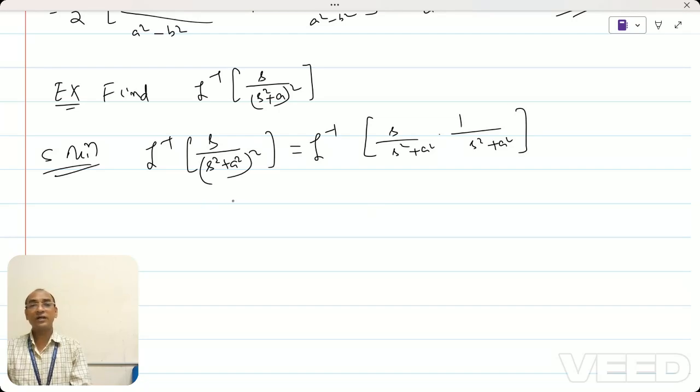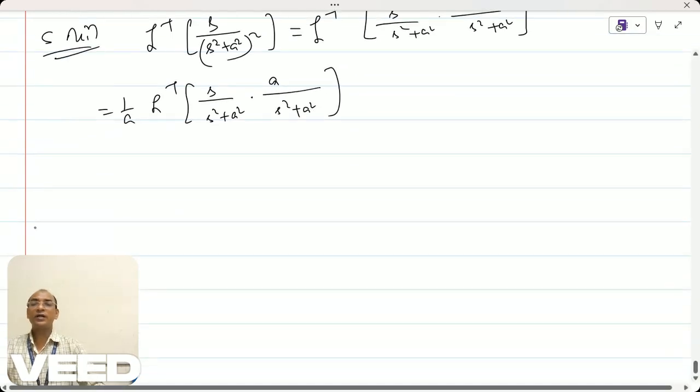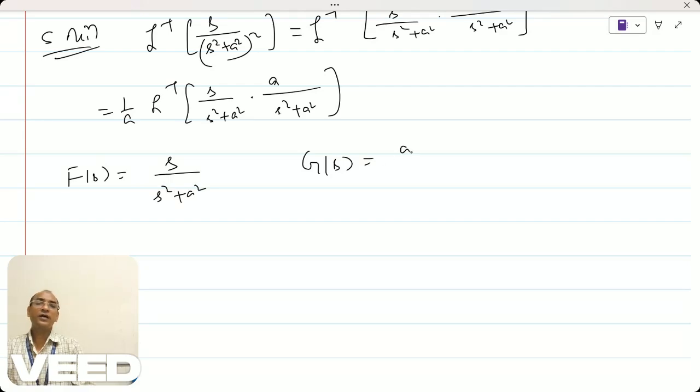Here, if I have a, then I can get sine, so I will divide by a and multiply by a. So I can write this as 1 by a L inverse of s by s square plus a square into a by s square plus a square. Now let me take F(s) equal to s by s square plus a square, and G(s) will be a by s square plus a square.